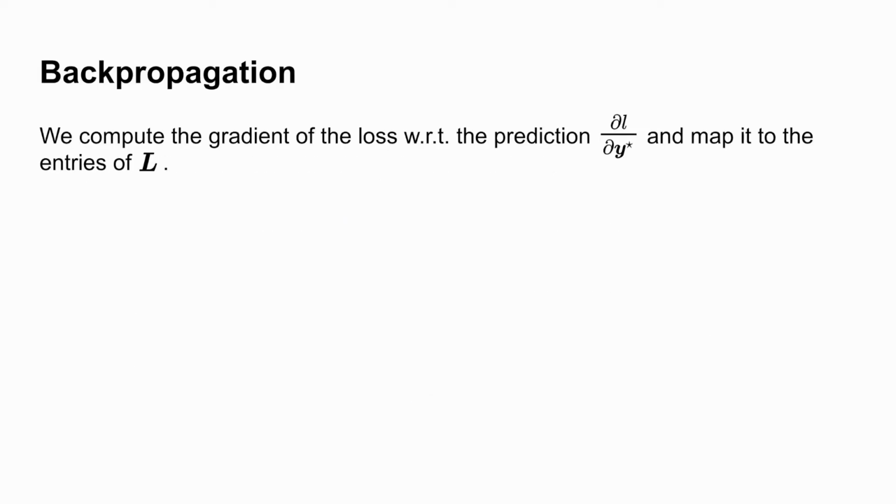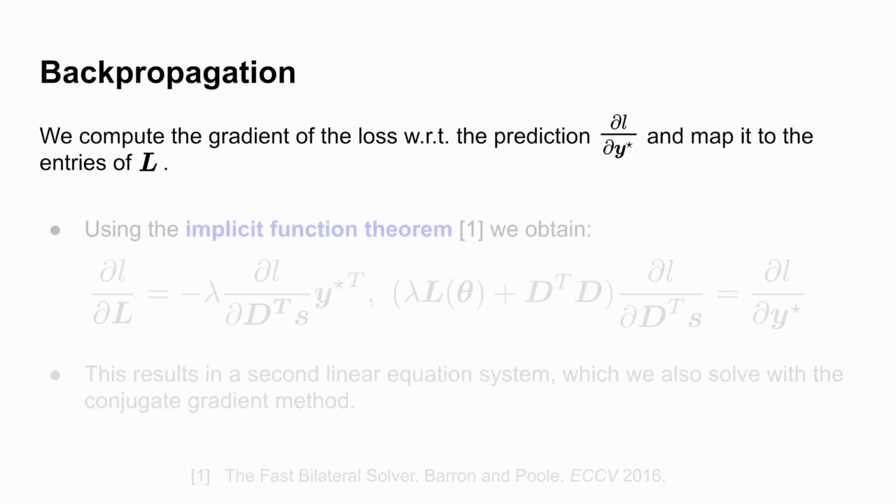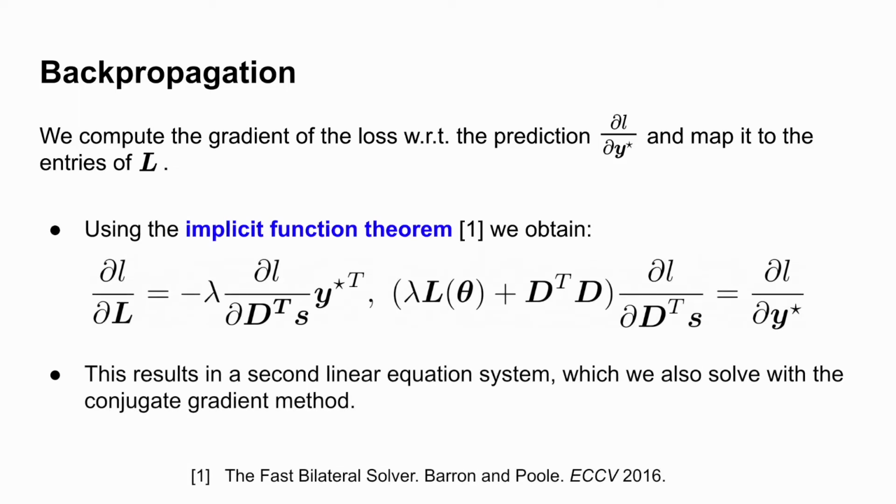To enable our feature extractor to be best suited to the task at hand, we obviously also need to backpropagate through the optimization layer. To do so, we need to compute the gradient of the loss function with respect to the prediction and map it to the individual entries of the graph Laplacian L. We take inspiration from the fast bilateral solver by Barron and Poole and apply the implicit function theorem, which gives us these two equations. And as we can see, the backpropagation now results in solving a second linear system, for which we also employ the conjugate gradient method.